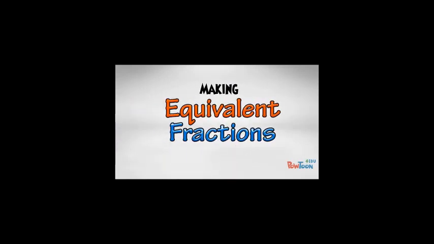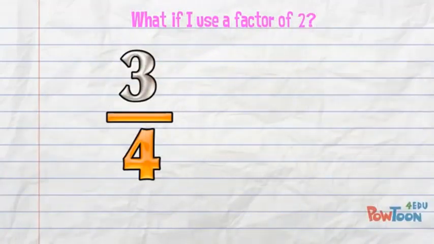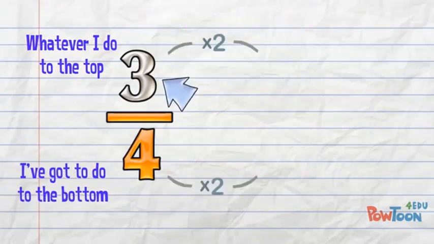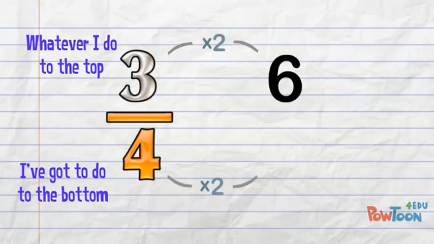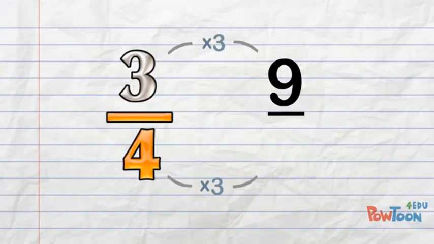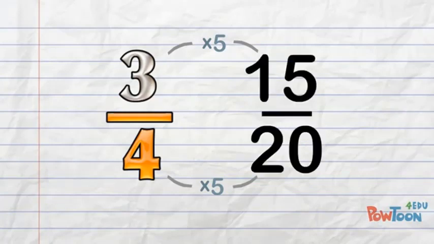Making equivalent fractions. 3/4. What if I make an equivalent fraction using a factor of 2? Whatever I do to the top, I've got to do to the bottom. 3 times 2 is 6, the new numerator, over 4 times 2 is 8, the new denominator. Or I could use 3. 3 times 3 is 9, over 4 times 3 is 12. I could use 5. 3 times 5 is 15, over 4 times 5 is 20.